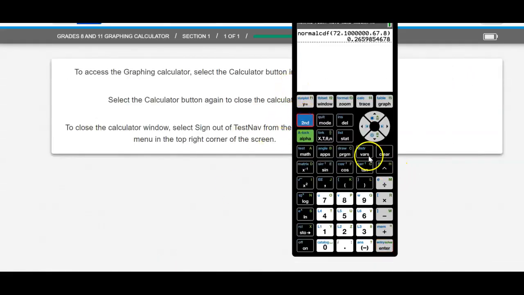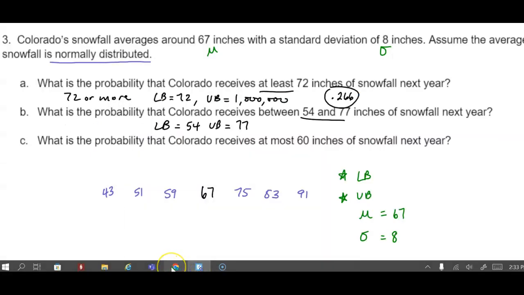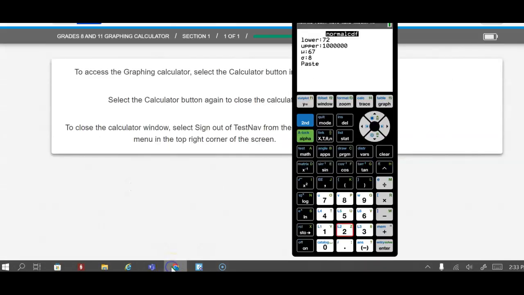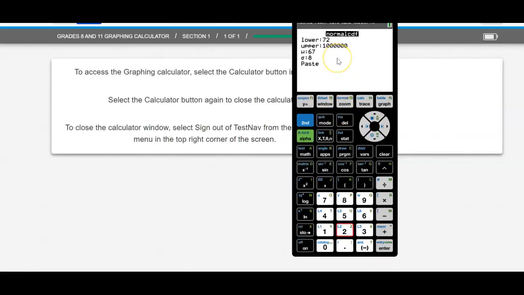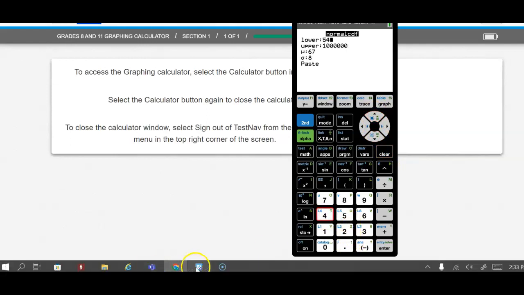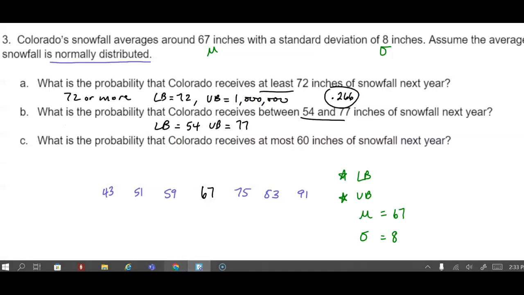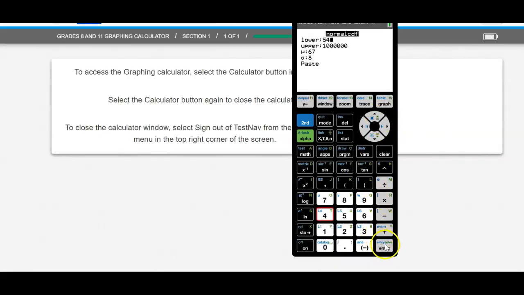So we're going to go back to second vars. We're going to go back to number 2. And I already forgot what the bounds are. They are 54 and 77. So all we have to change here are the bounds. The mean and the standard deviation stay the same. All right, 54 and 77.